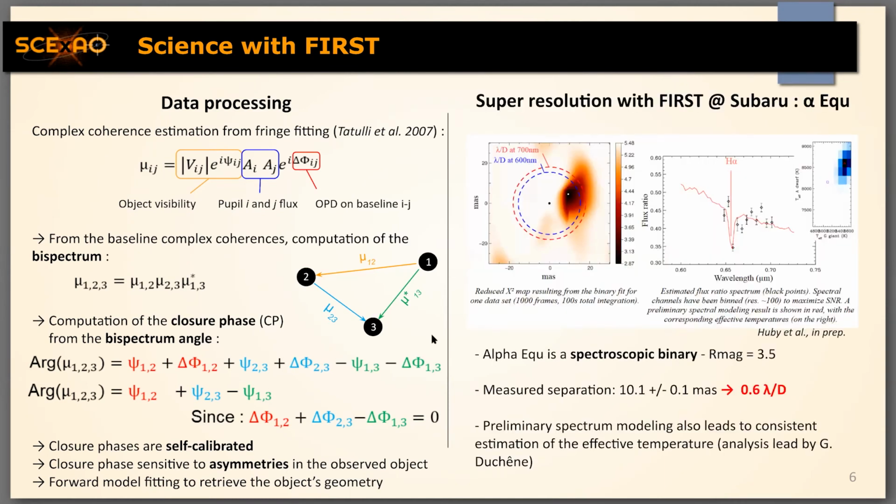This on the right is one key scientific result that was obtained with FIRST, of the spectroscopic binary Alpha Equulei. On the left is a likelihood map of where the second component should be versus the central star. And on the right, the ratio of spectra around H alpha, with a separation that was measured at 0.6 lambda over D, achieving below the theoretical resolution of the whole aperture.